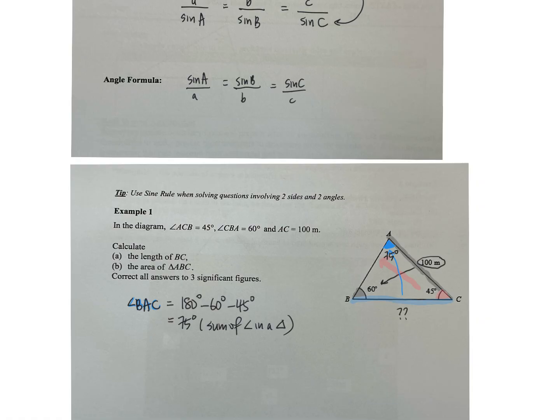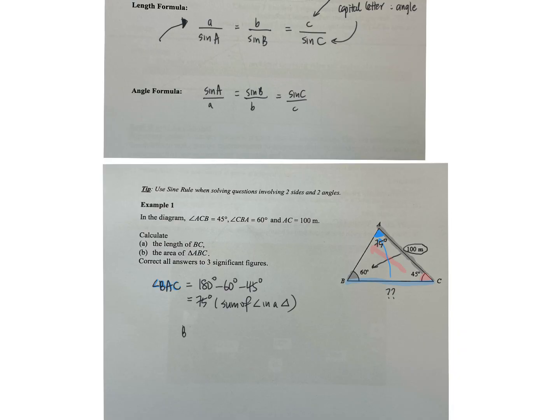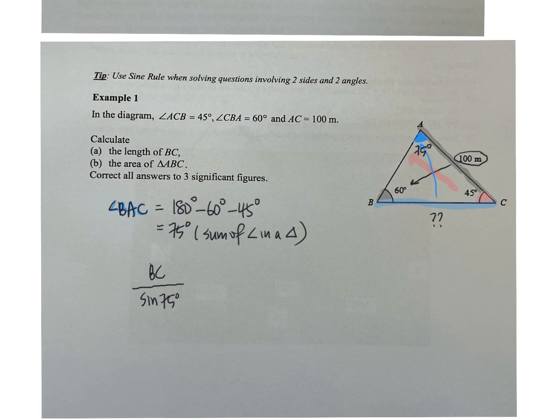If they ask you to find length, we will use the length formula. So put the length on top. This length you want, BC, you relate it to sine of the opposite angle. Okay, this pair. So this is one pair. This is the unknown I want to find. You always link it to the ratio of sine of the angle opposite. Okay, there is another pair that I should use.